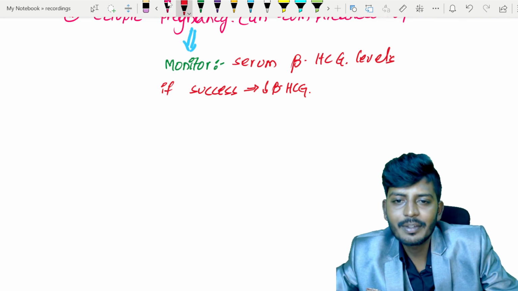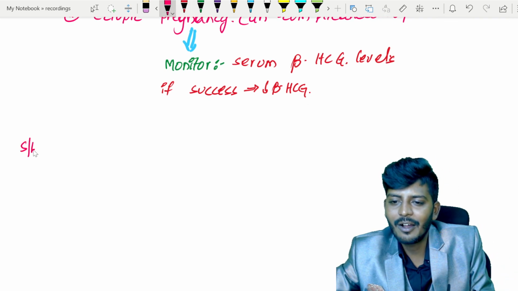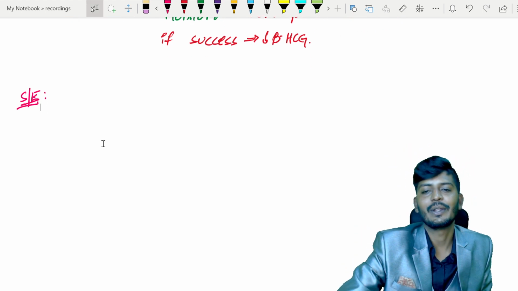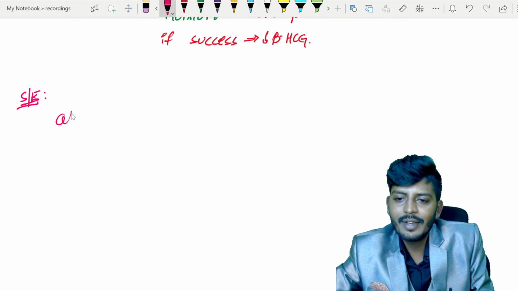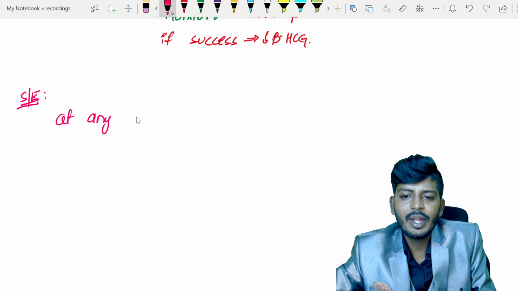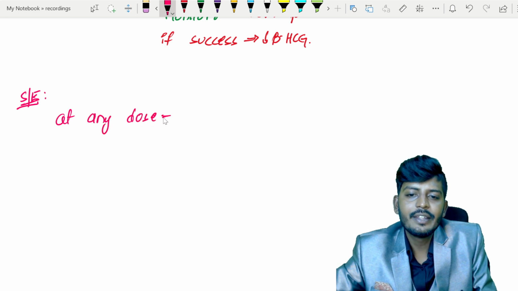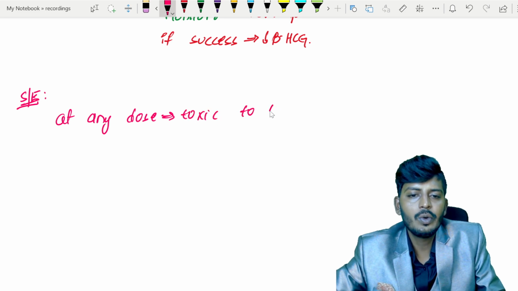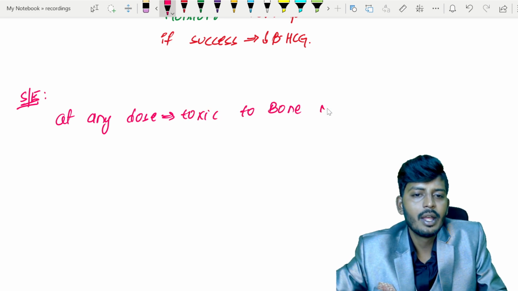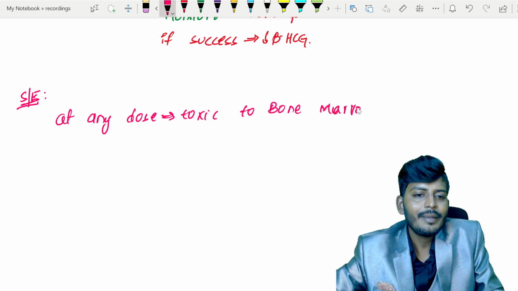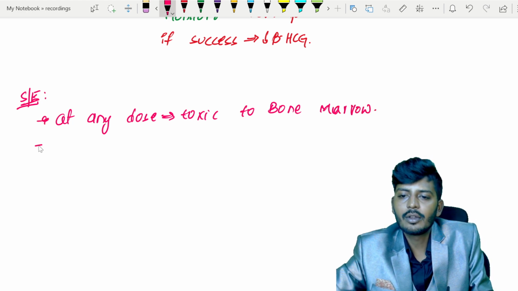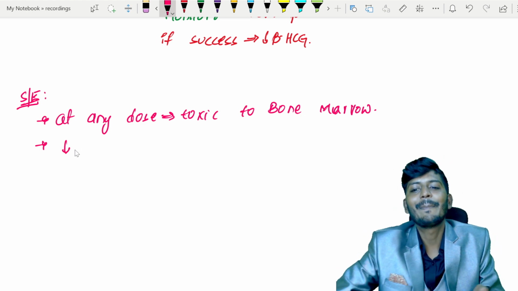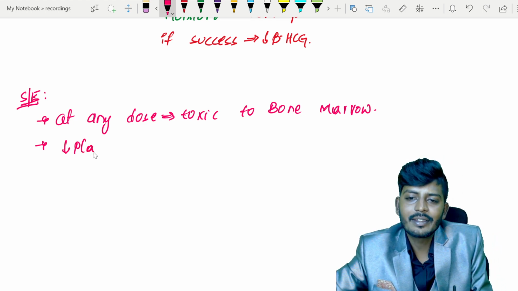Once we have understood this, when we are speaking of anti-cancer drugs, side effects have always been very important MCQs. So what are the side effects of methotrexate at any dose? This is very important, at any dose. Okay, at any dose, my dear students, it is toxic to bone marrow. This is very important, toxic to bone marrow. It can also lead to a decrease of your very important platelet count, because basically it will suppress, what is that?